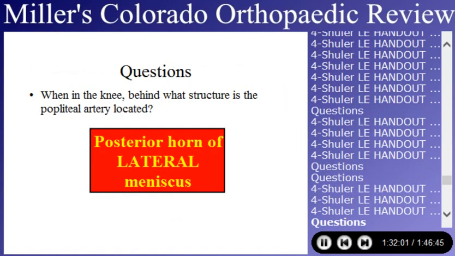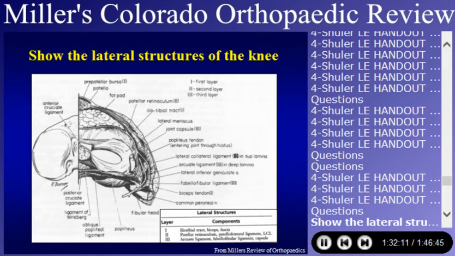When in the knee, behind what structure is the popliteal artery located? Particularly important for debridement or even repair of the posterior horn lateral meniscus. I have not seen a test question of recent origin on this. This used to be a big thing on knowing the structure of the knee. I just provided it for historic reasons and so that you can find this out. On the lateral part of your knee, do not forget the popliteus is intra-articular and that this lateral inferior geniculate artery is a key testable item on that lateral portion of your knee.